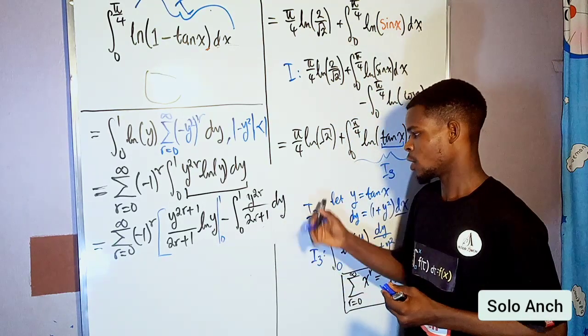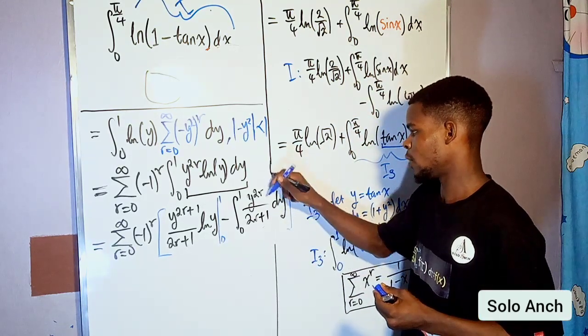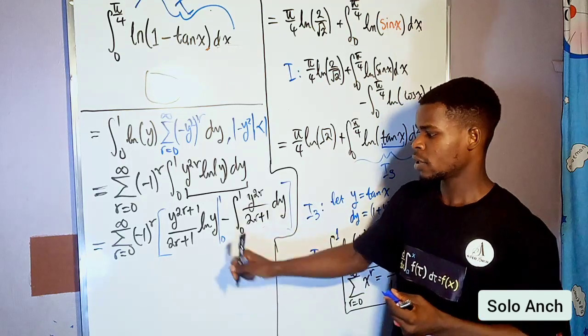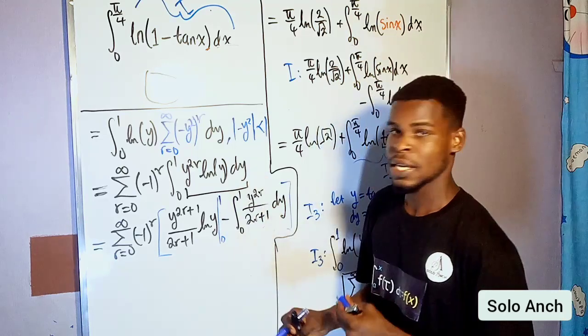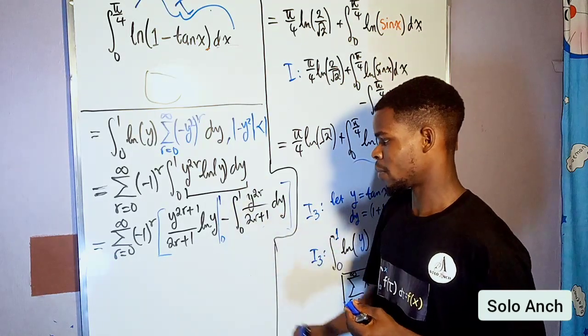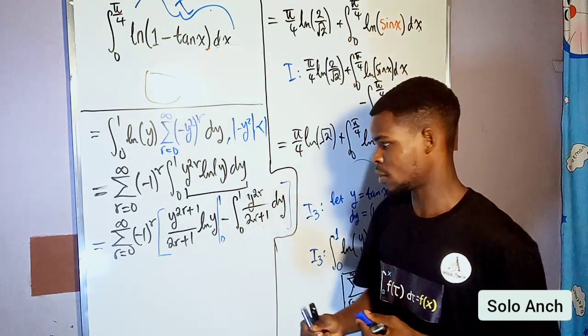Okay, so first we'll have to evaluate this right here. Remember, it is not actually when y is 1, but rather when the limit as y approaches 1 from the left. That is the limit as y approaches 1 from the left.